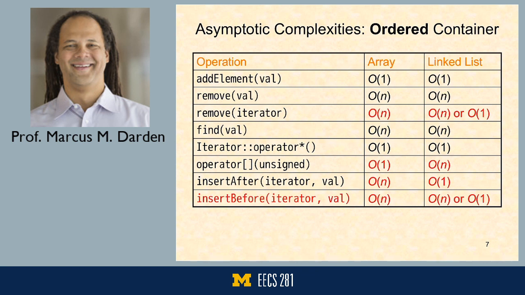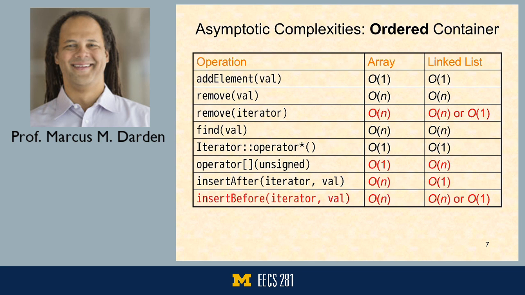The other ones, as we move down, seem a little straightforward. Find and dereference, right? So as I look at those, you can see how find is going to take me a linear amount of time in either situation. I've got to look through the objects because they're ordered, they're not sorted.